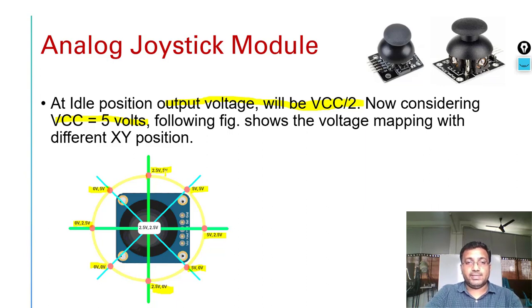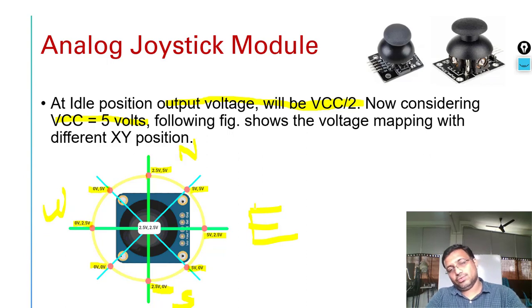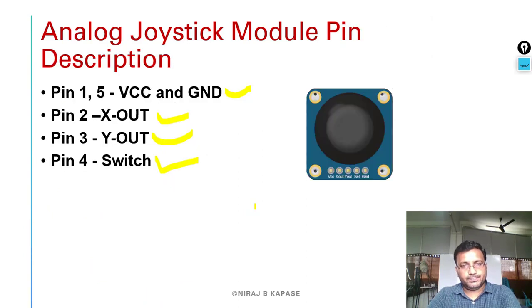Whenever it is 2.50 on this side, whenever it is 5 volt on this particular side, whenever it is on this side. So if you consider this is north, then this is south, east and west. So we can have different positions. So this is northeast, southeast, then southwest and northwest. So there are different positions available for the joystick as well. 8 positions and 8 different output voltages.